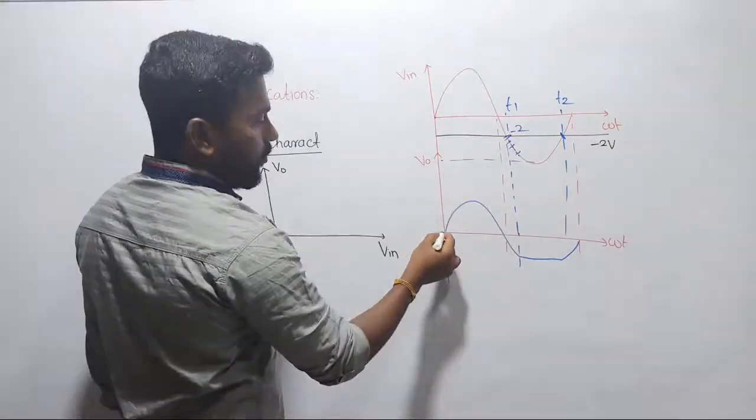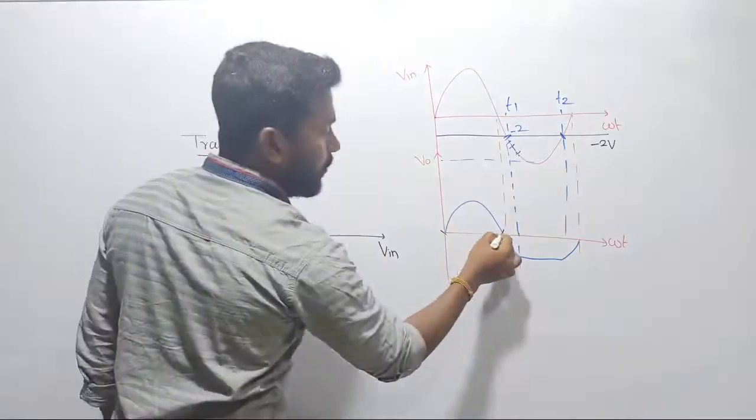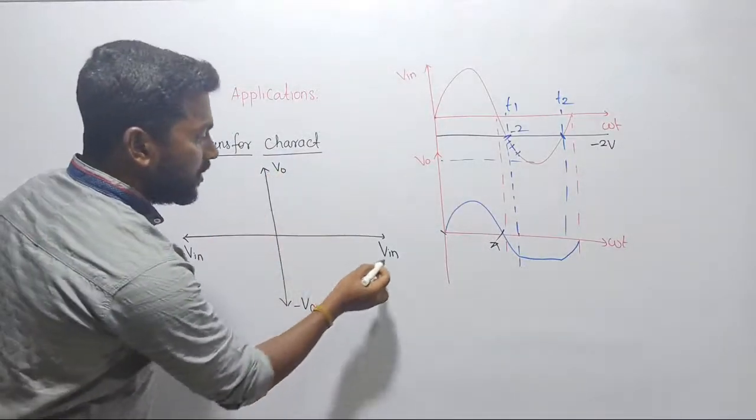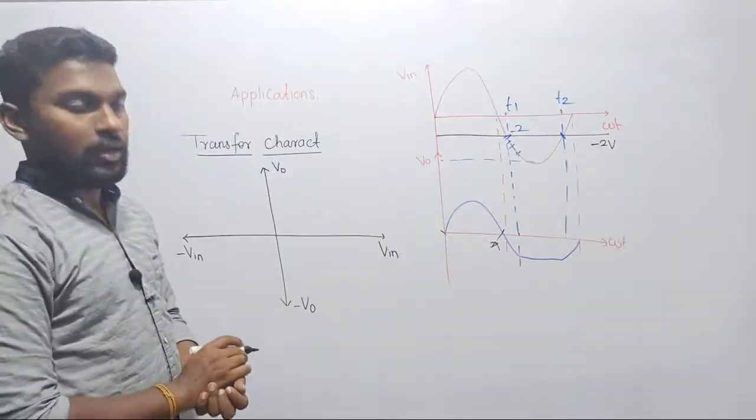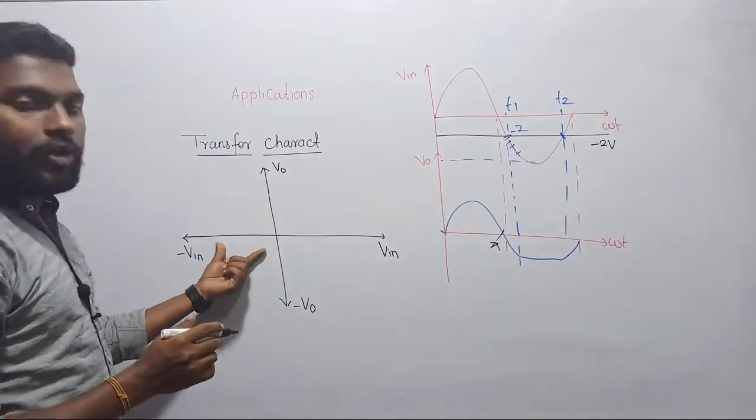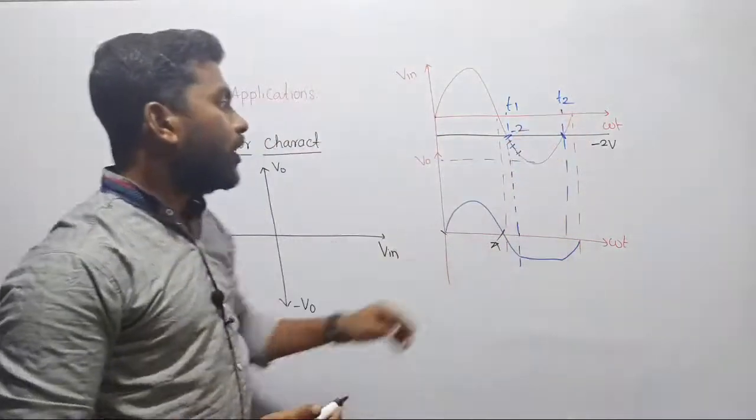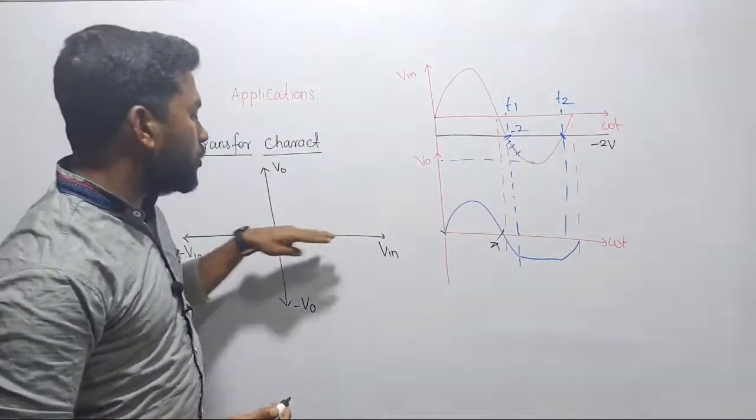Now see there, from 0 to T1. First, let me consider the positive cycle, 0 to pi. In the first quadrant, you are supposed to consider the positive cycle of the input signal. In the second quadrant, you can consider the negative signal. You can consider negative off here, positive off here.